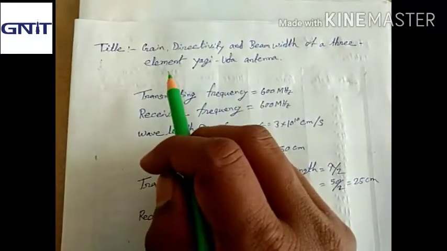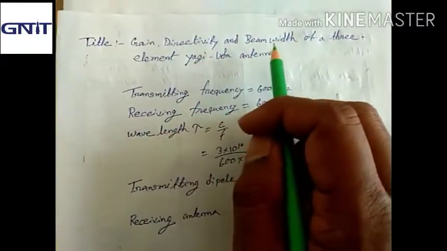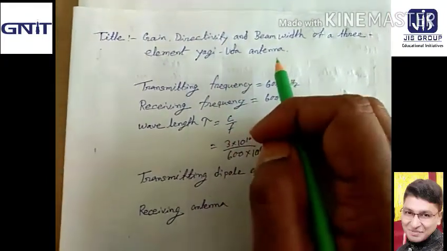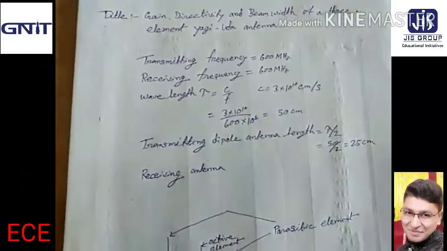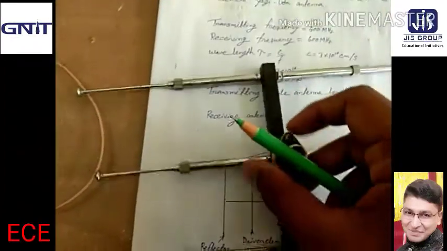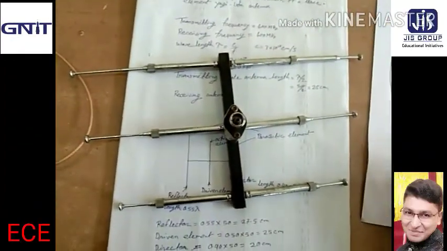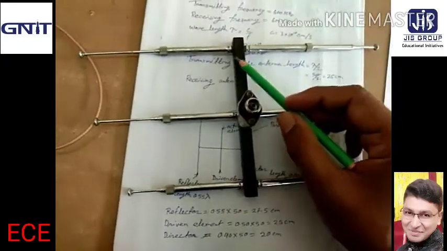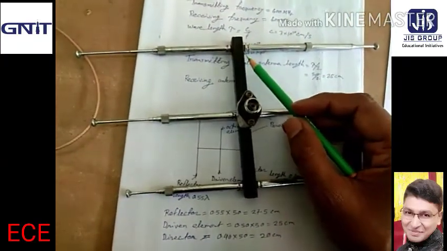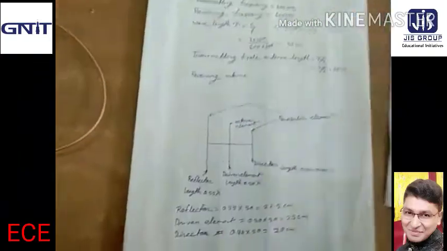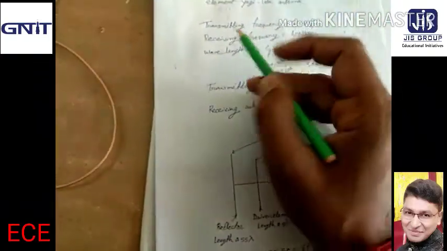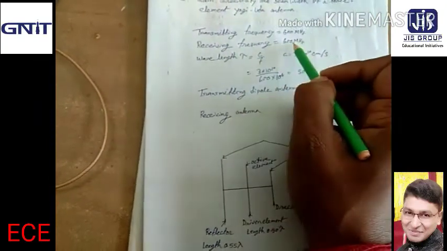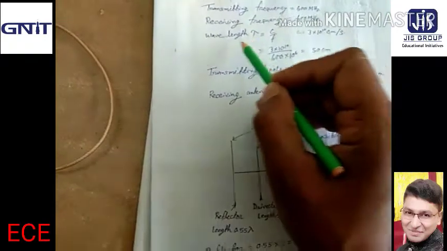Today's experiment is gain, directivity and beam width of a 3-element Yagi-Uda antenna. This is our 3-element Yagi-Uda antenna. The feed is 1 centimeter. Now the transmitting frequency is 600 MHz and the receiving frequency is 600 MHz.